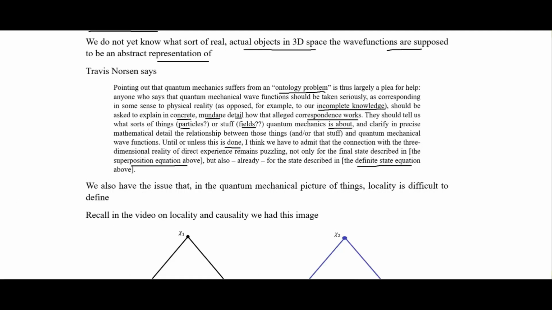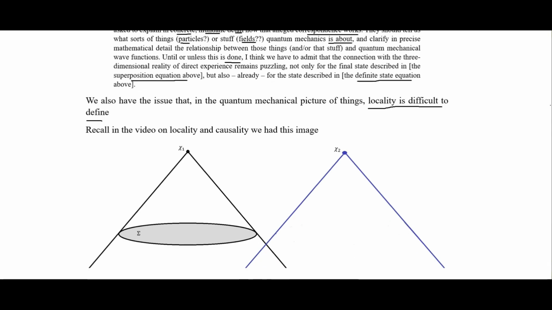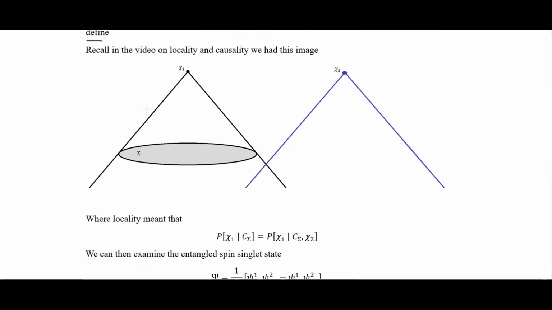So we also have the issue that in quantum mechanical pictures of things, locality is difficult to define. So recall in the video on locality and causality that we had this image here, where this chi sub 1 here is some event, which we can think of as a measurement here, and chi sub 2 is another event or measurement at some location far away from this.